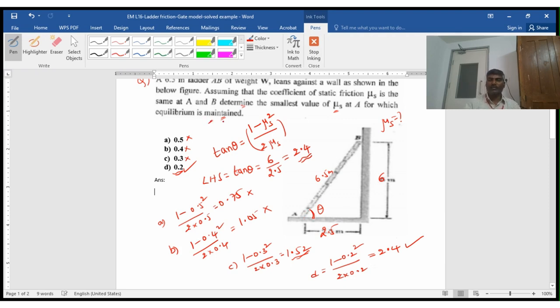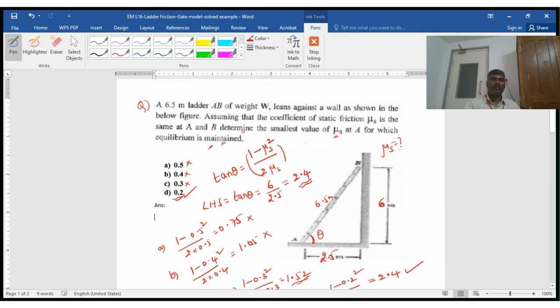So this is the short way of solving this ladder friction problem just with this single relation, in any model of this for any dimensions given, not just for this dimension. Because here you see the weight of the ladder has no role to play. The equation given here, tan theta is (1 minus mu s square) by 2 mu s, is nowhere related to the weight of the ladder. So it all depends on the geometry. Keep this in mind and use this equation wherever it is necessary.